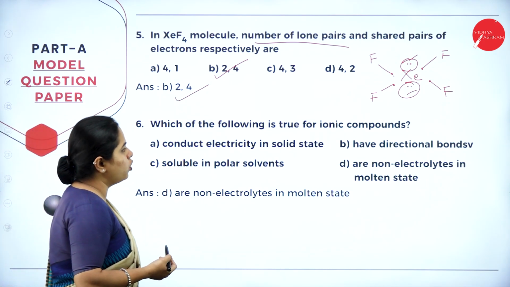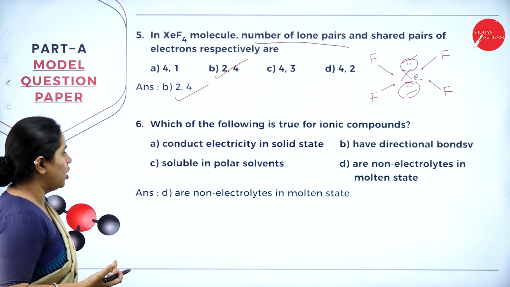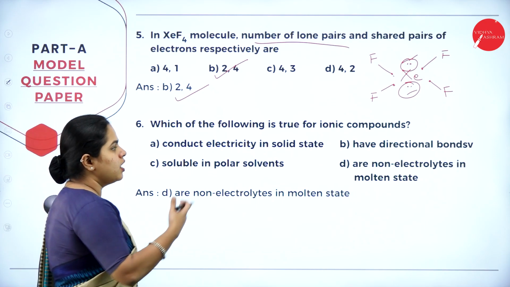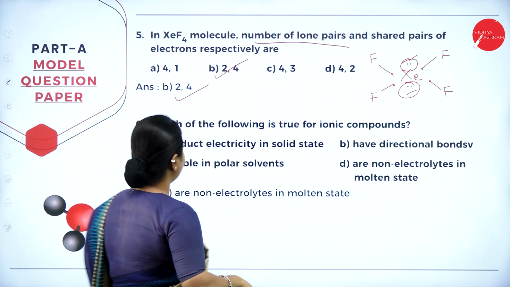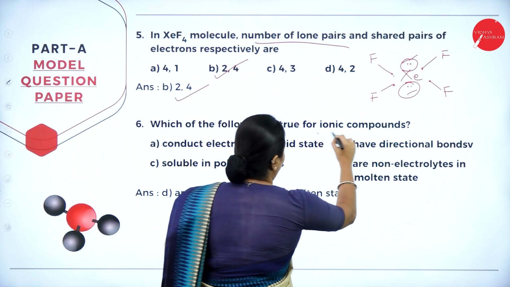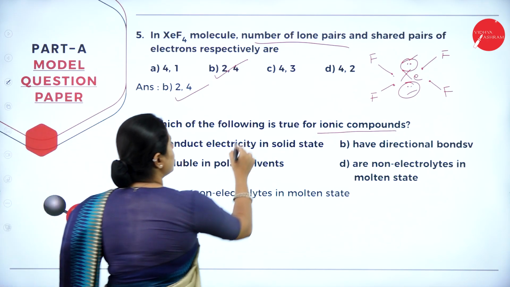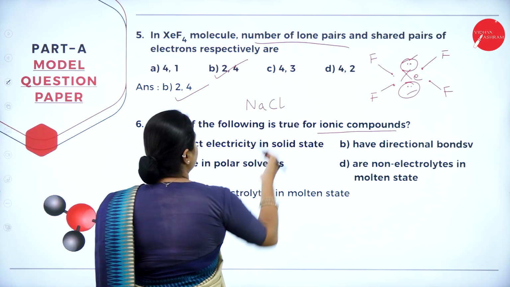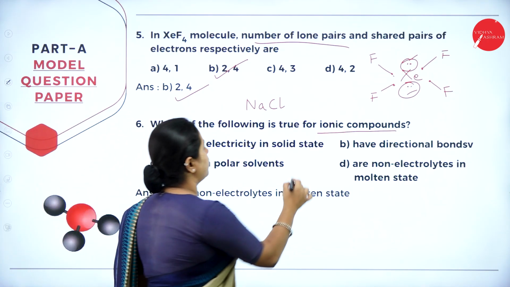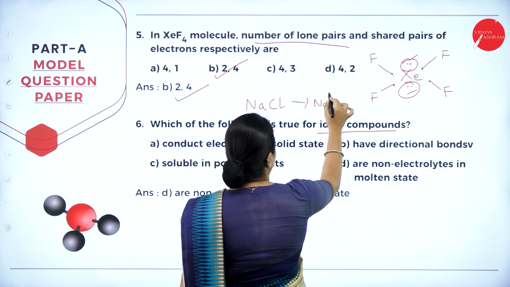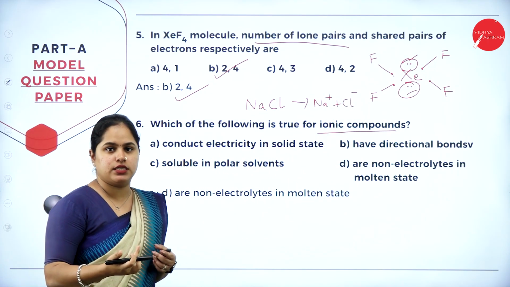Next question: which of the following is true for ionic compounds? They conduct electricity in solid state, are soluble in polar solvents, have directional bonds, or are non-electrolytes in molten state. So it is regarding ionic compounds. For example, we can take sodium chloride, an example of an ionic compound. In the solution phase, what will happen? It will dissociate into Na plus and Cl minus. That is, what happens to ionic compounds in their solution phase?